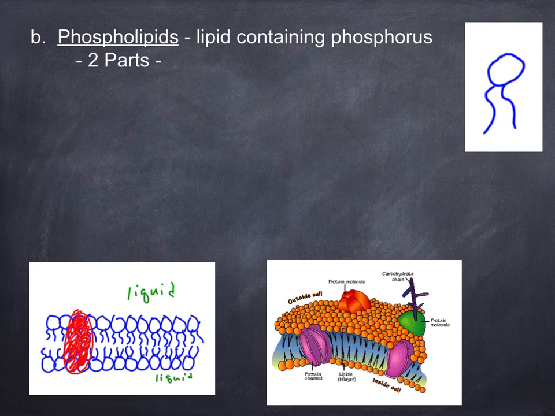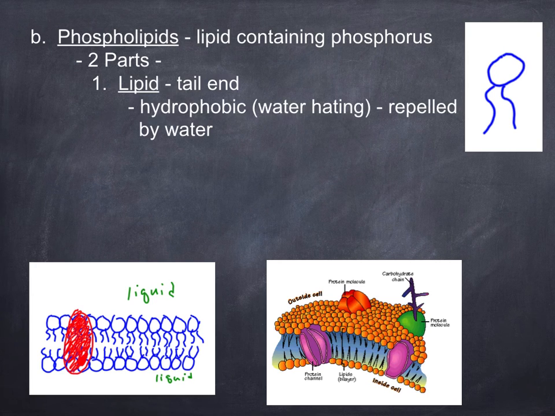So two parts to the phospholipid. The first part is the lipid, and the lipid is the tail end of the phospholipid. So this part right here, like the legs. And it is what we call hydrophobic. So it's water hating. So it is repelled by water. So it doesn't want to be in contact with water. It will turn away from the water.